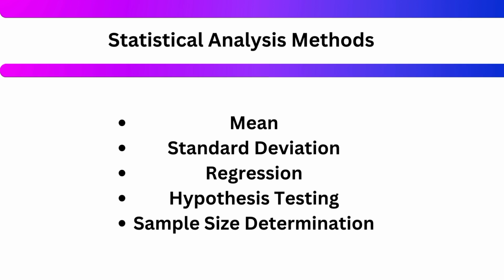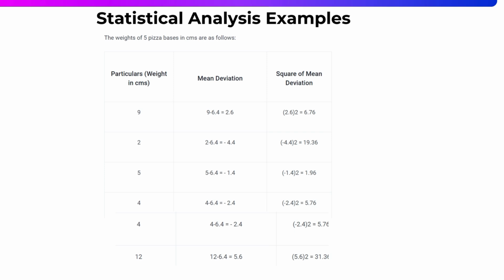And then statistical analysis methods. Although there are various methods used to perform data analysis, given below are the 5 most popular: mean, standard deviation, regression, hypothesis testing, and sample size determination. We will learn about mean and standard deviation. Mean, or average, is one of the most popular methods of statistical analysis.